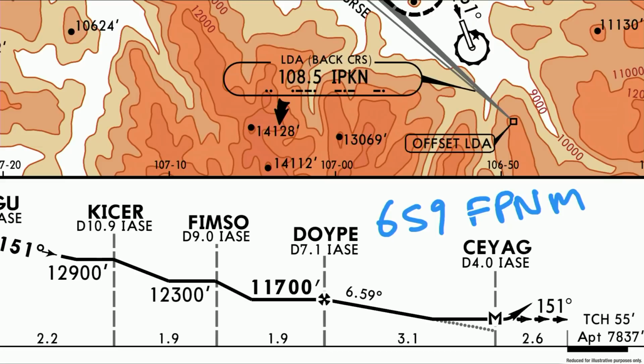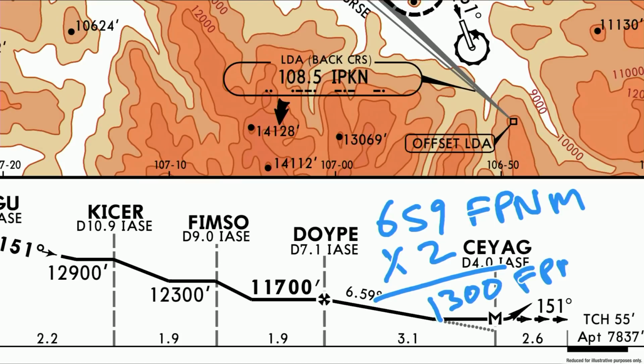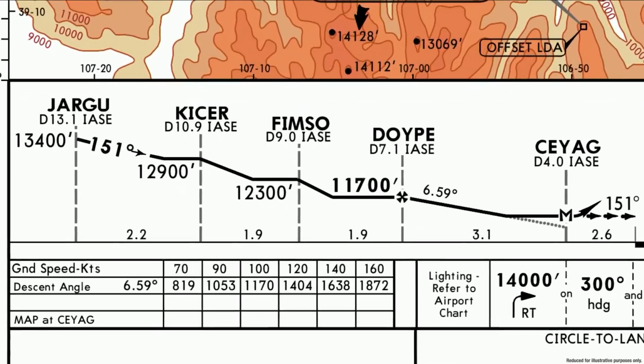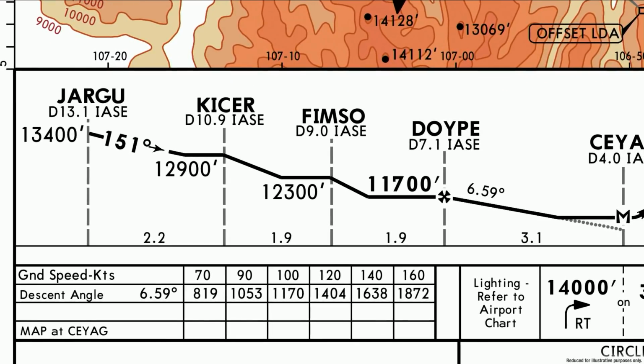We know that at 120 knots, we're going 2 miles a minute. So you just multiply 650 times 2. That would get you to 1,300. That's the descent rate you'd need. Or you can take a look on the Jeppesen chart. You'll notice that we were very, very close.